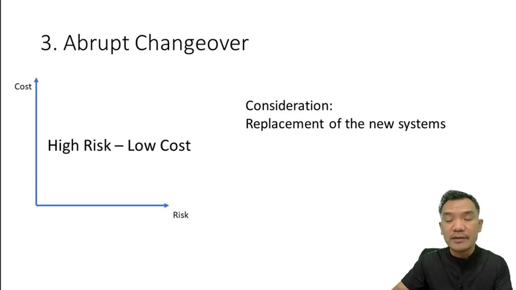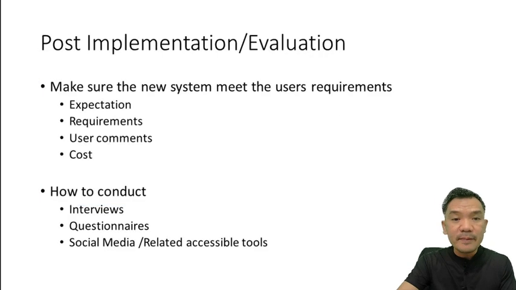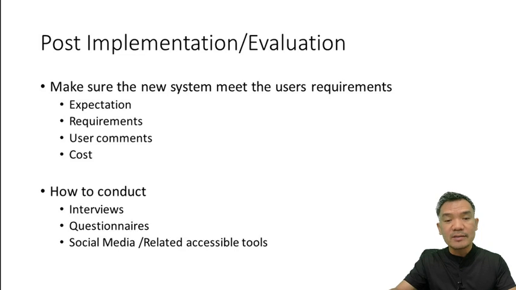The consideration here is the replacement of the new system. Is it possible to replace the entire system at once? So you have to think of that before adopting this change mechanism. During the post-implementation or evaluation, also make sure that the system meets the user requirements. So we have expectations, requirements, user comments and costs. This is what we're looking at as an IS auditor. We'll look at this.